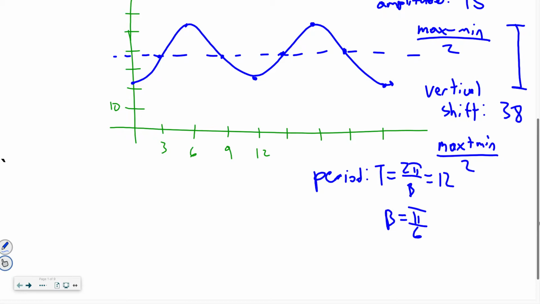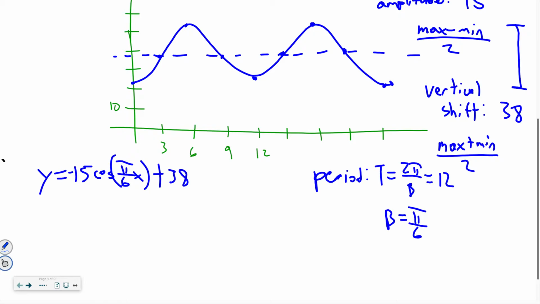So I could end up with y equals amplitude was 15, so negative 15 because we said negative cosine. Negative 15 cosine of pi over 6 x plus 38. And that would be that curve we just drew.